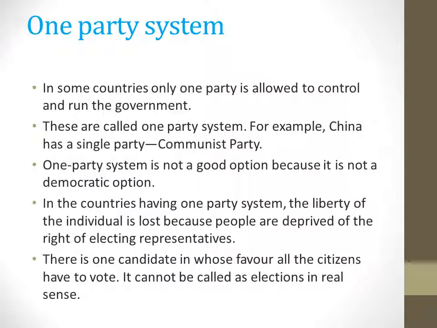One party system is not a good option because it is not a good democratic option. This is the biggest disadvantage of one party. In the countries having one party system, the liberty of the individual is lost because people are deprived of the right of electing representatives. There is one candidate in whose favor all the citizens have to vote. It cannot be called elections in the real sense.